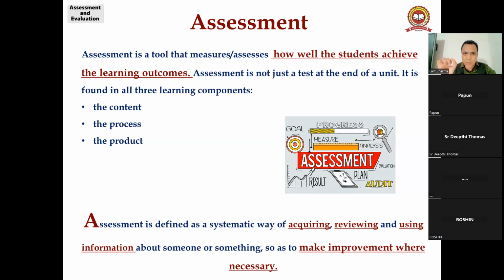I have underlined the important lines. Okay. If you have a copy and pen, you can underline that. I have already shared the notes with you. Next, assessment is not just a test at the end of a unit. The most important line.